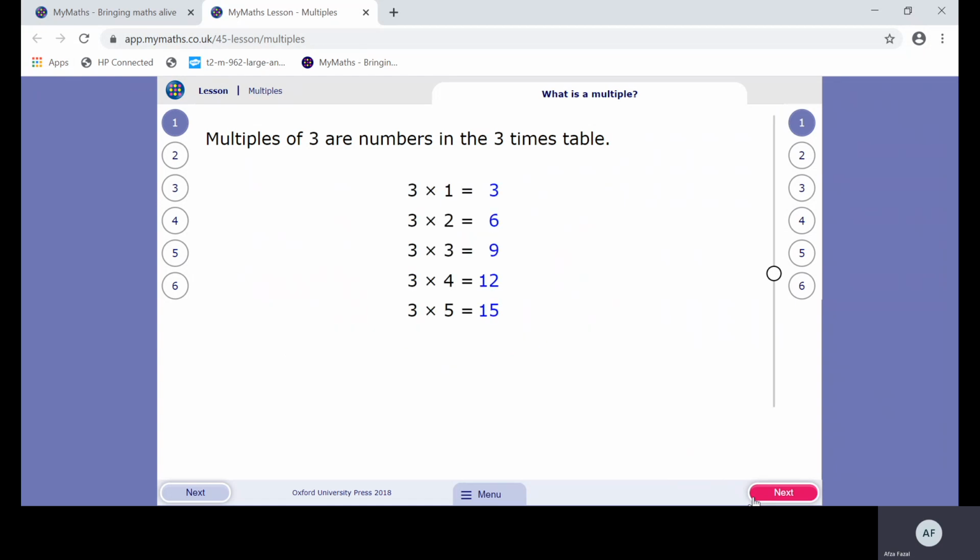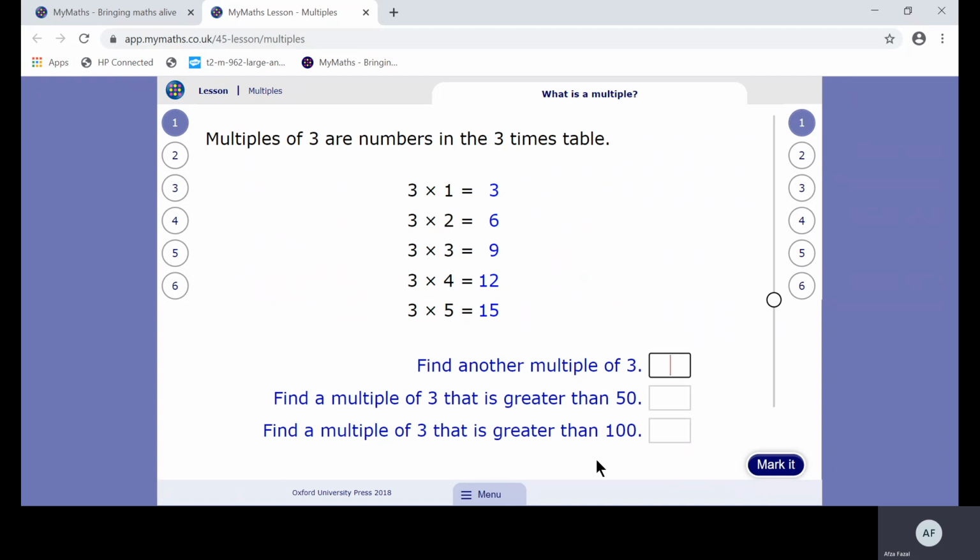Multiples of 3. You've got 3 times 1 is 3, 3 times 2 is 6, 3 times 3 is 9, 3 times 4 is 12, and 3 times 5 is 15. So those are the multiples. Find another multiple of 3. So another one that's in the 3 times tables, I'm going to go with 27.